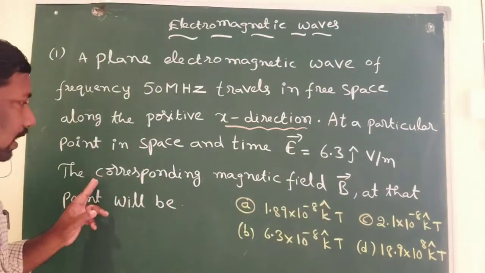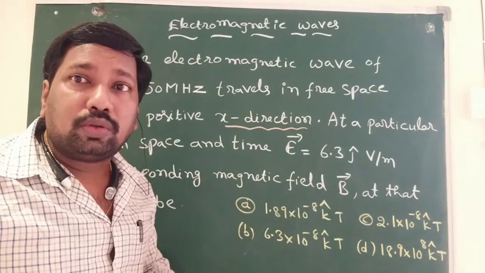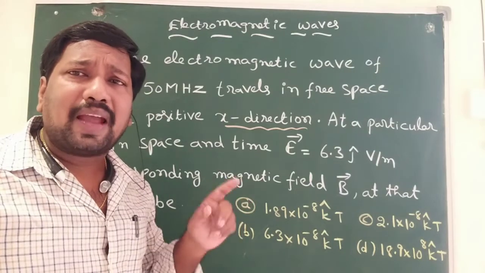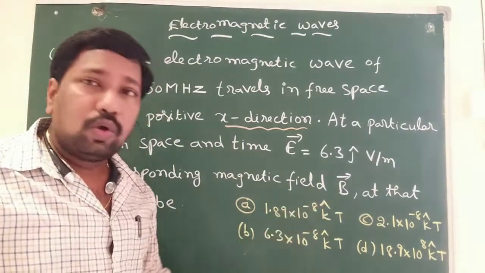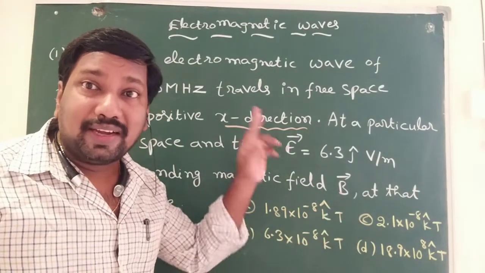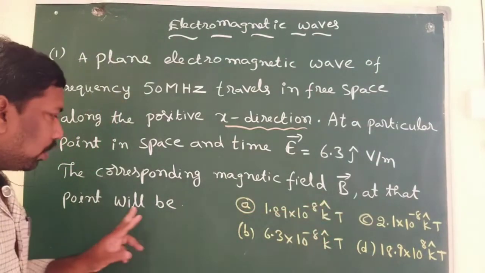Then the corresponding magnetic field B bar. Now we can find the magnetic field induction, that is the magnetic field strength of the electromagnetic wave. Find the value of the magnetic field induction and its direction also. So B bar at that point will be?